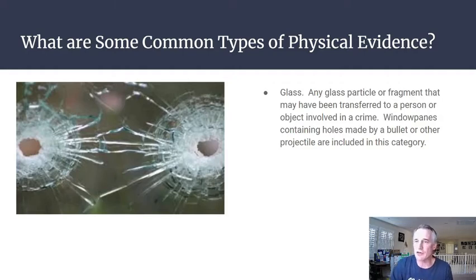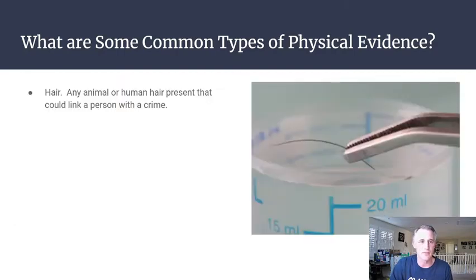Glass, so any particles of glass or fragment of glass that has been transferred to a person or an object. Think of window panes as well that may have holes caused by a bullet, or maybe it was smashed out. All of that can be used. Hair, kind of similar to fiber. Any animal or human hair present could link a person to a crime.